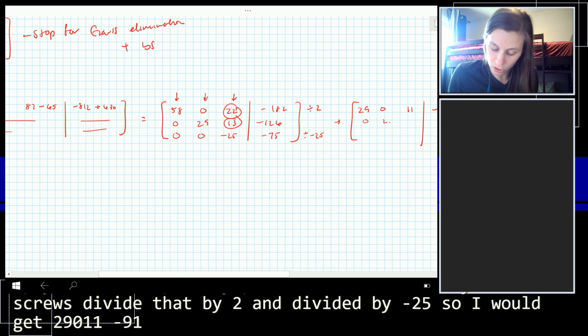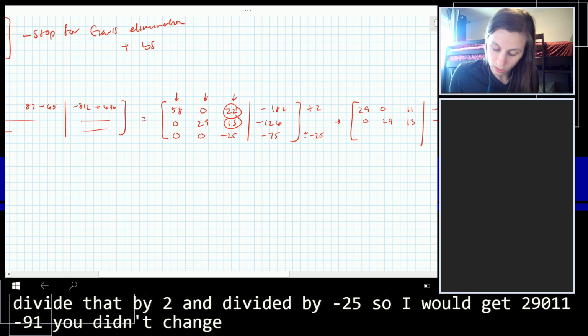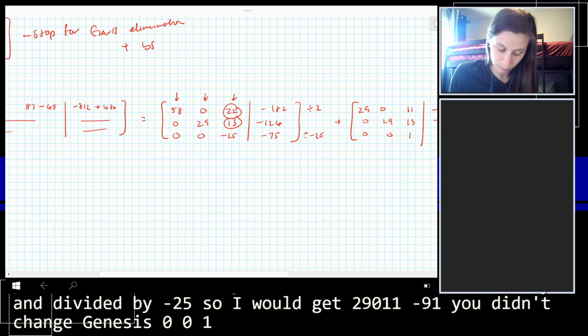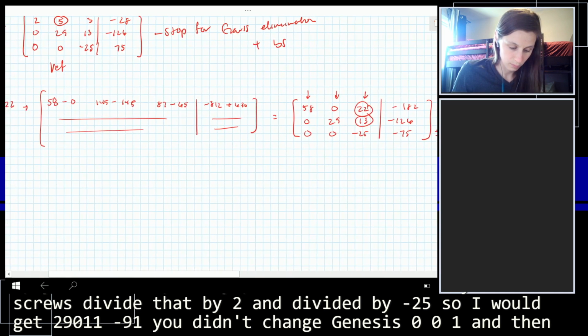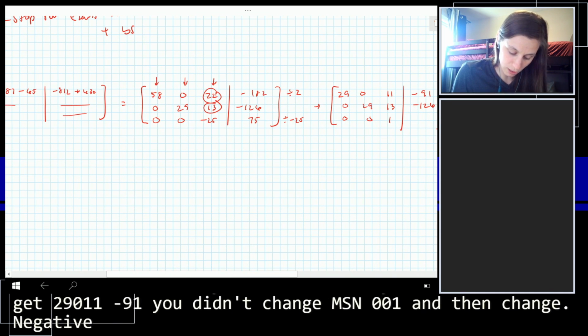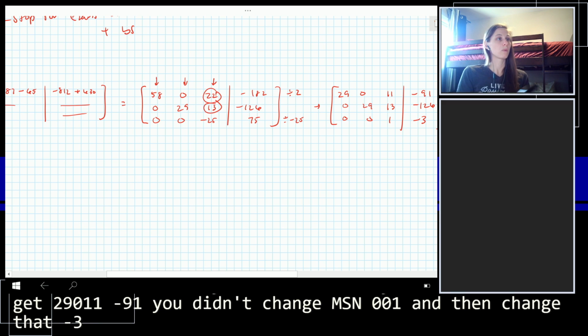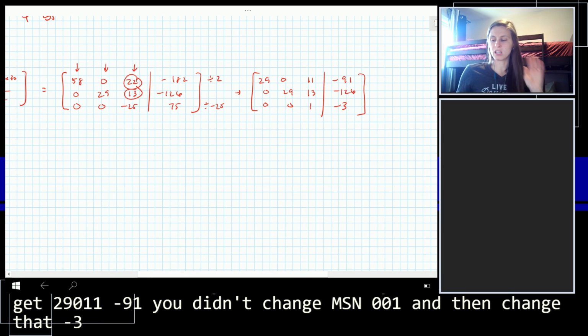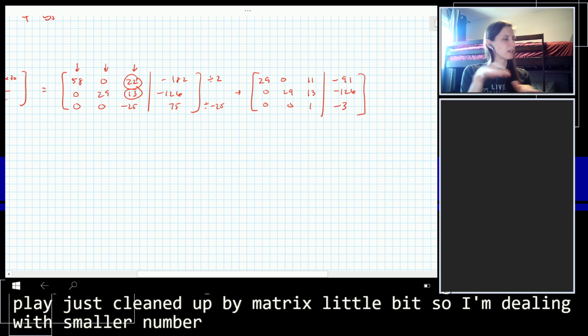Row 2 didn't change. And this is 0, 0, 1, and then change that negative. That negative's not supposed to be there. That should be negative 3. So I just cleaned up my matrix a little bit, so I'm dealing with smaller numbers. At any point in time, you can do that.